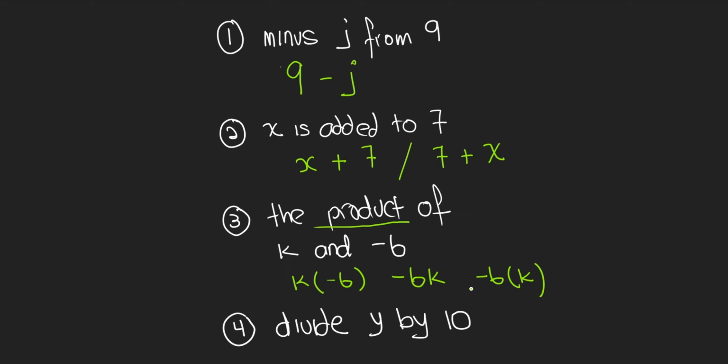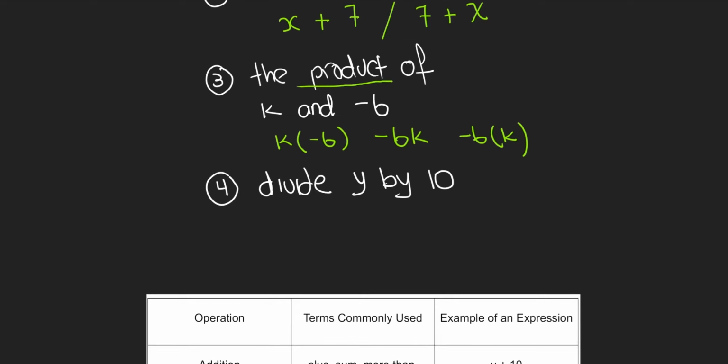Subtraction and division do not have commutative property. You can't switch places. For example, 4 divided by 2 is not the same as 2 divided by 4. Likewise, 4 minus 2 is not the same as 2 minus 4. Okay, so just remember that. And the last we have is divide. Divide y by 10. So it says divide y by 10. So we do this. Or we can also write it in this way. But this is more presentable. Yeah, but it's not wrong. Yeah, you can also write it in this way.